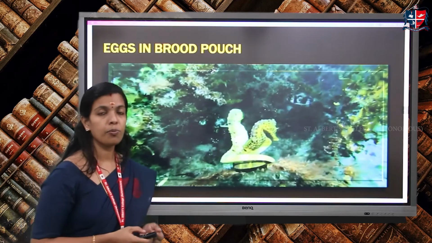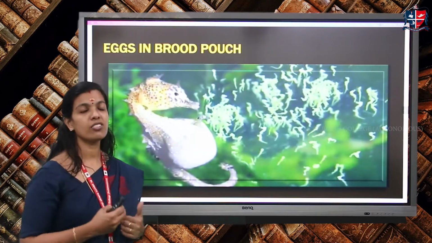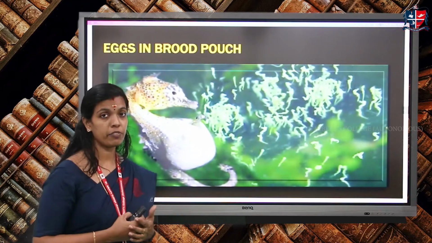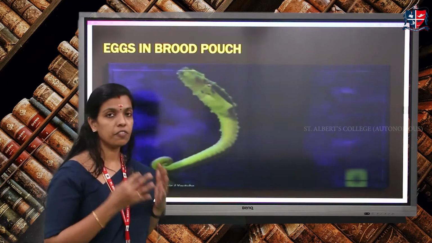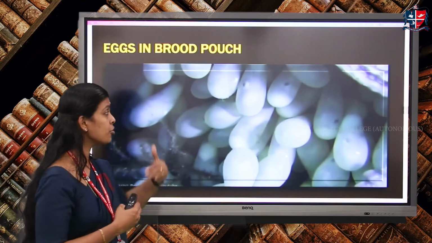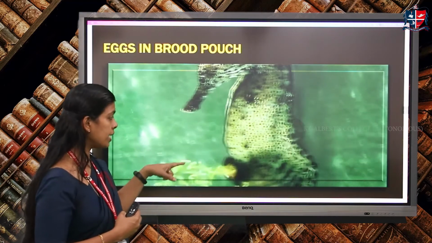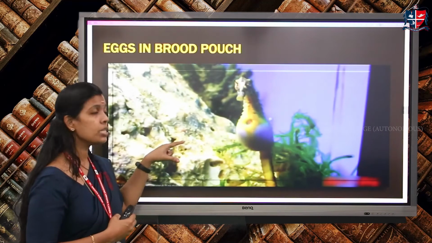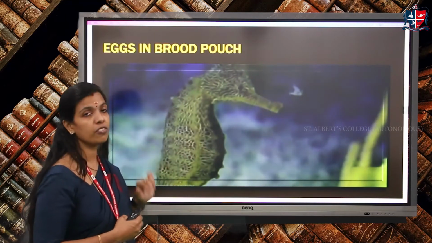Next is the eggs in the brood pouch. Again, an interesting parental care exhibited by seahorse, pipefish, etc. The females, after fertilization of the egg, would deposit the egg mass into the brood pouch of the male fish. See, here is a brood pouch, and the young ones would hatch out from the brood pouch of the male fish.